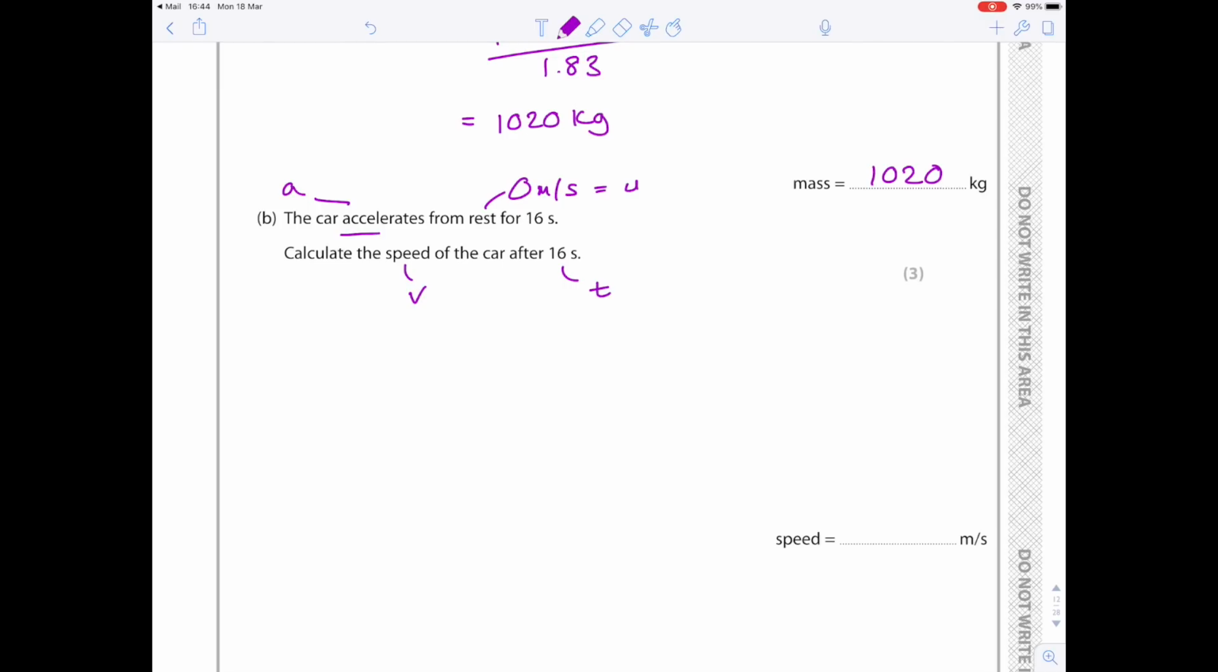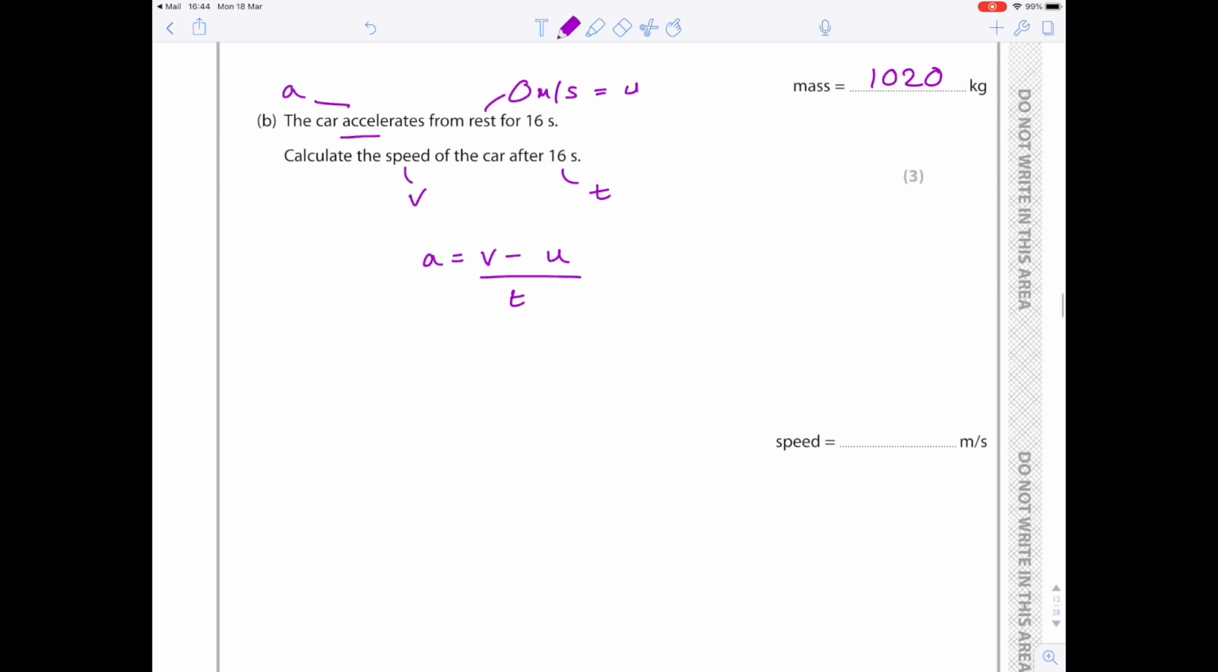So let's make sure we're using the correct formula here, which states that acceleration equals final speed minus initial speed over time. So acceleration is 1.83. Our final speed is what we're after, which is v. Our initial speed, well, we were told it went from rest, so obviously it didn't have any speed then, so that's 0, over time, which is 16. So that is the initial part.